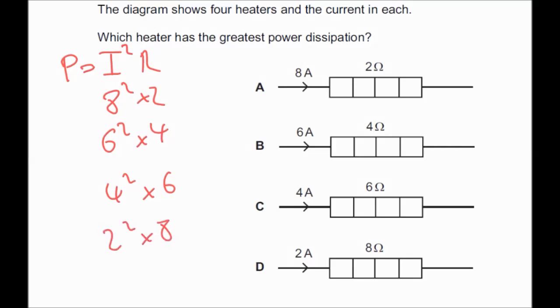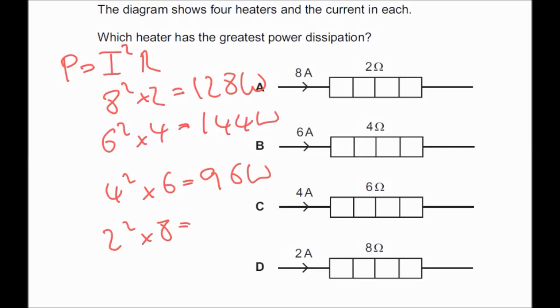So the first one, we've got 128 watts. Next up, we've got 144 watts. Then we've got 96 watts. And then finally, we've got 32 watts. So the greatest value there is B.